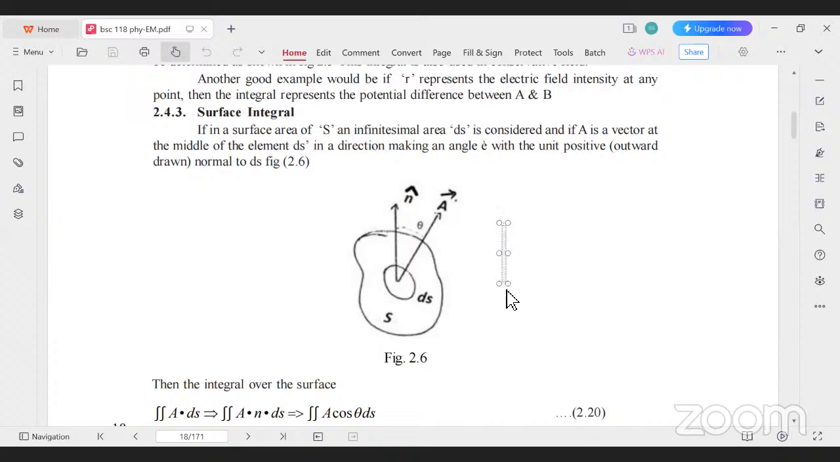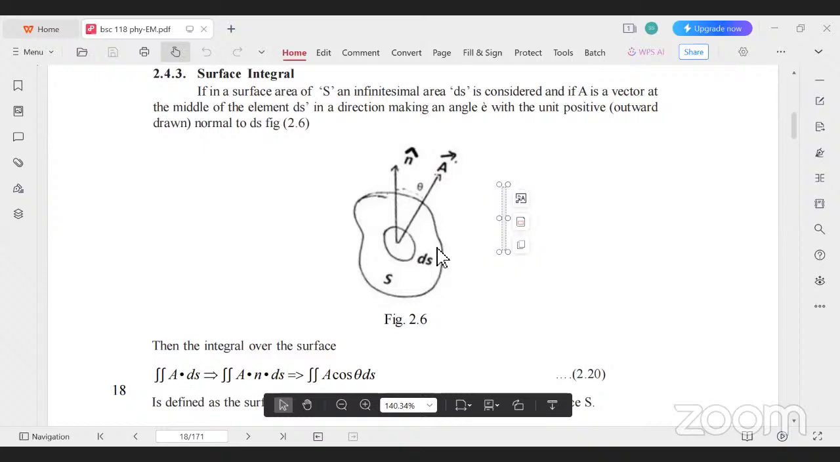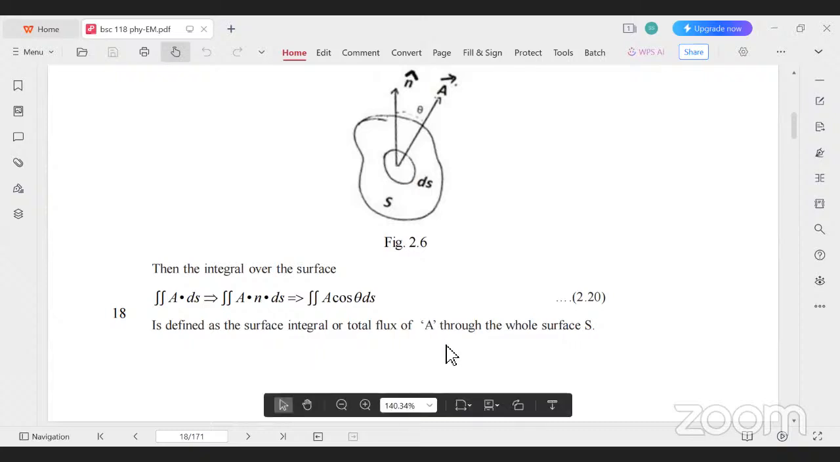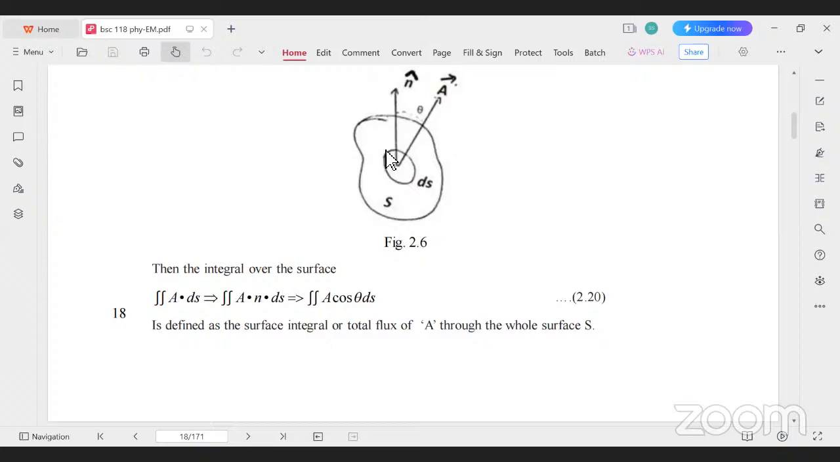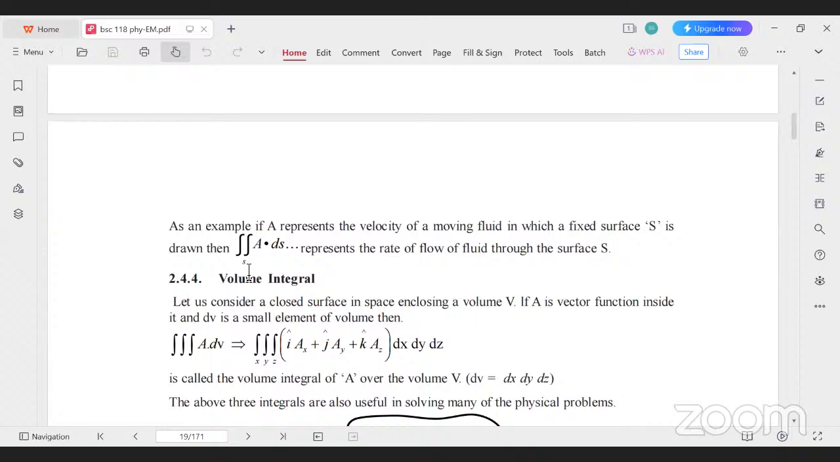First I've taken for one single line, then I'm able to find for the surface. So here what happens? Double integration happens. Double integration of A dot ds equals double integration of A dot n dot ds, which equals the integration of A cos theta ds. It is defined as a surface integral or total flux of A through the whole surface. So if I'm able to find for a single surface area, I'm able to find for the whole surface. Next comes volume.